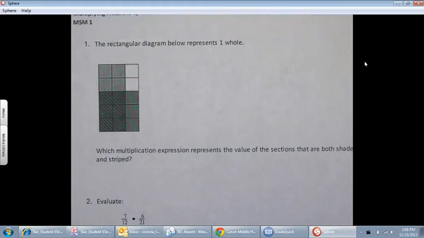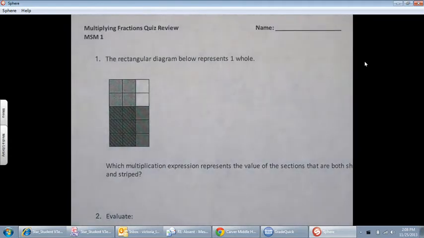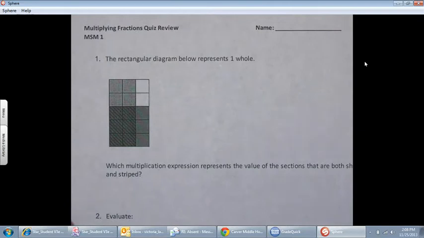Hey guys, so I'm going to do your multiplying fractions quiz review. I know we already did some of this during class, so I'm just going to start from the beginning in case you weren't paying attention.